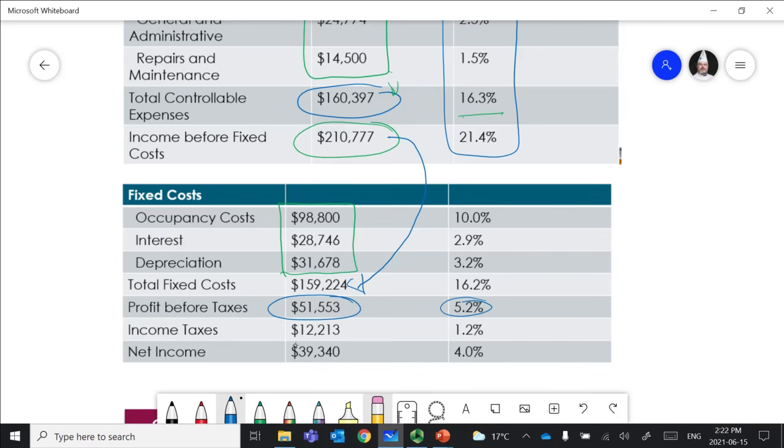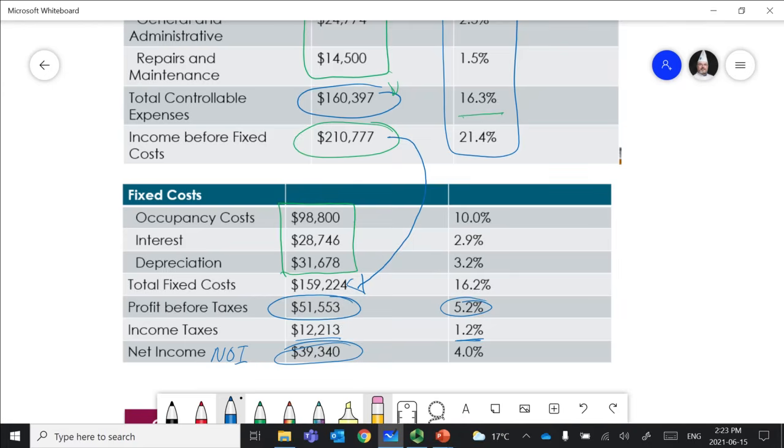Now they've calculated income tax of $12,213, another 1.2% of our total sales. So our net income, sometimes considered NOI, or net operating income, is $39,340, or 4%. Out of that almost $1 million, we took less than 40 grand to the bank. Good? Bad? Depends on the business, right? If we're doing this as monthly revenue, we're taking 40 grand to the bank every month.